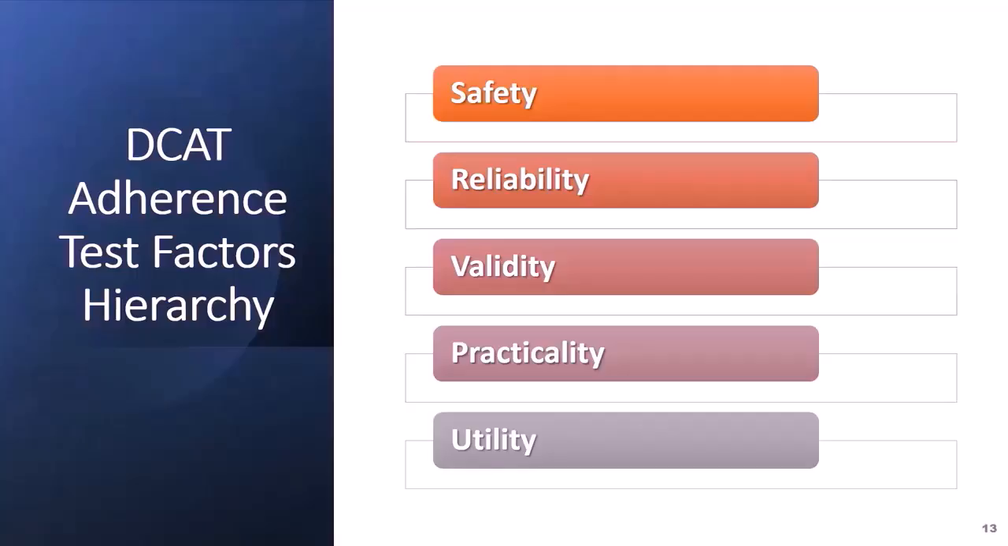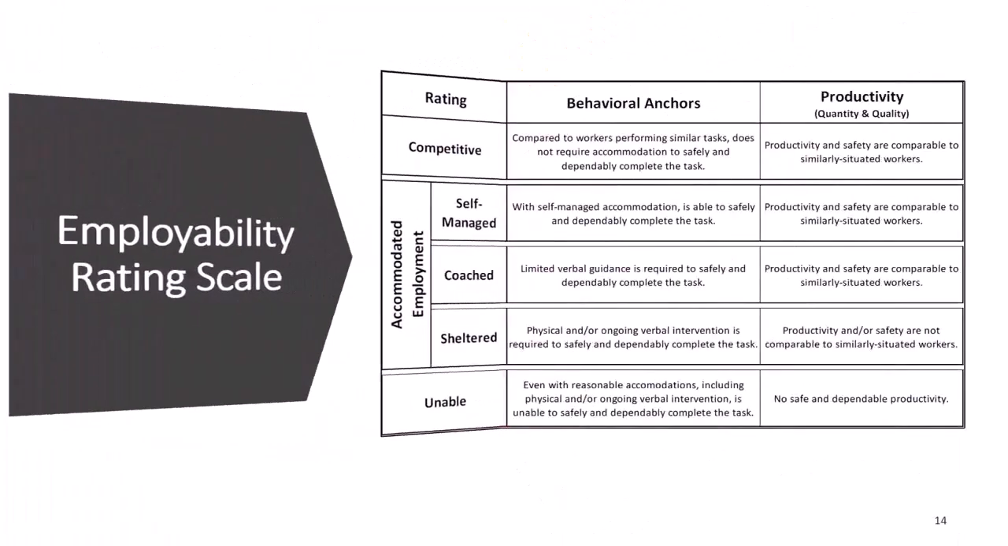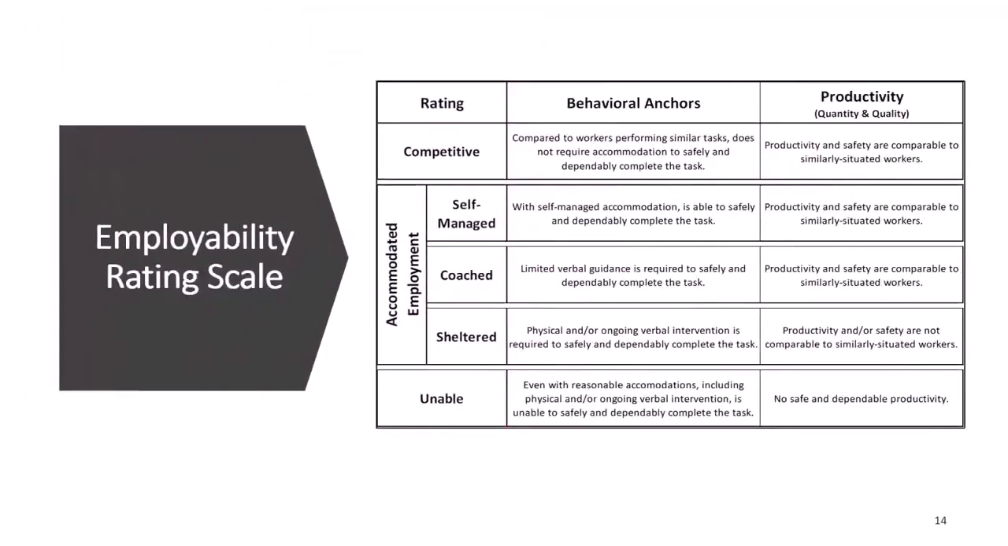Finally, for utility, the DCAT aims to quickly provide safe, reliable, practical, and valid information to support occupational rehabilitation planning. You also mentioned something called the Employability Rating Scale earlier. What is that? The Employability Rating Scale, or ERS, is a crucial tool.